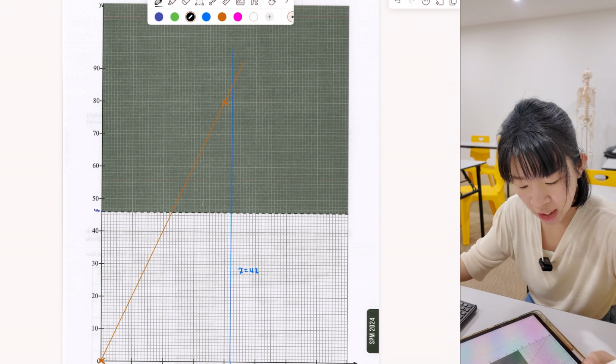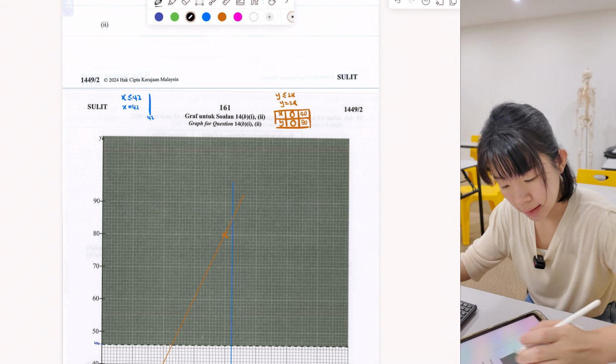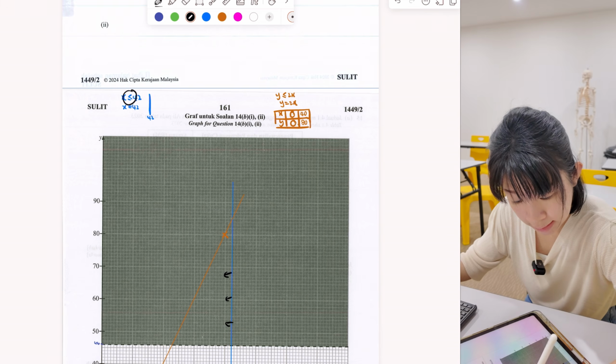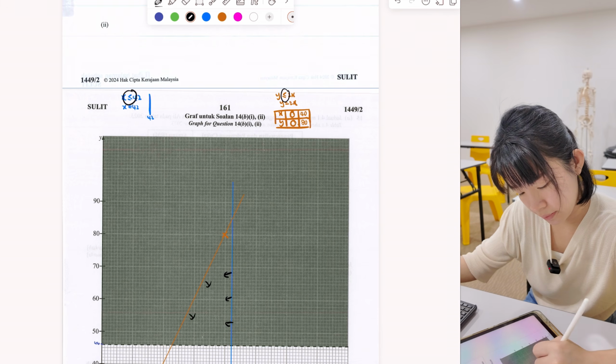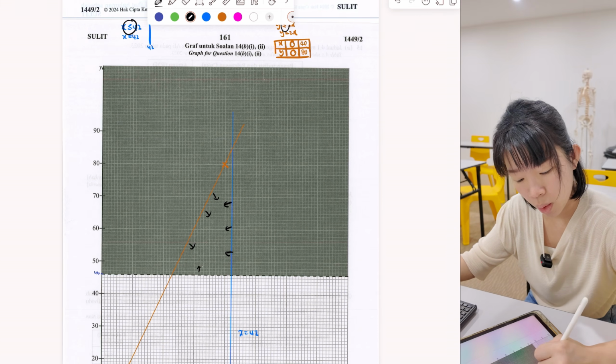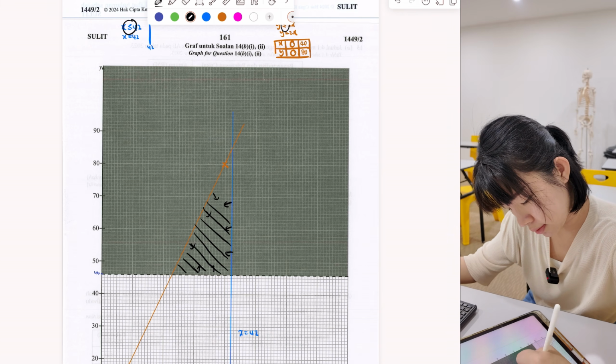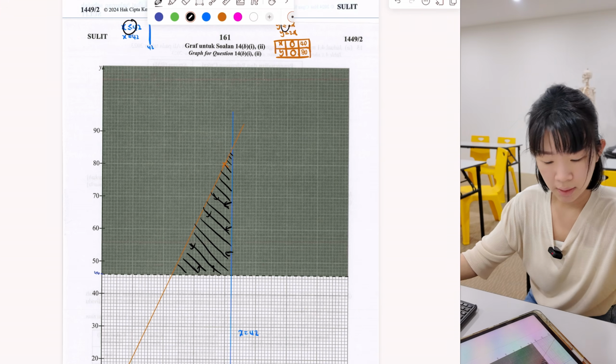So at the end, where should we shade? For x less than, less means to the left. Then the second one, less means down. Then the third one, this one more. So at the end, you have to shade this part. Okay, done.